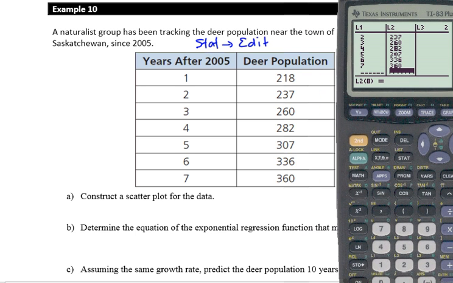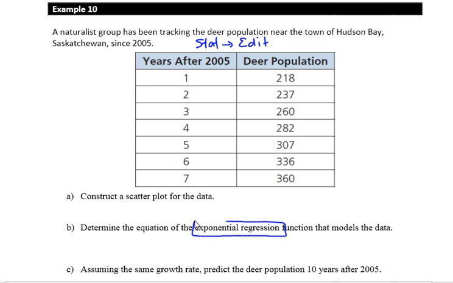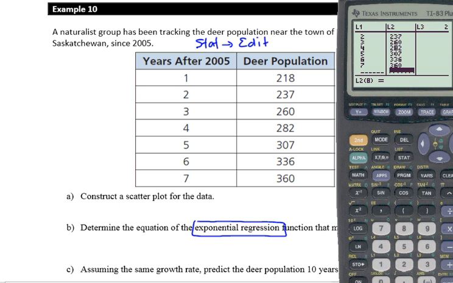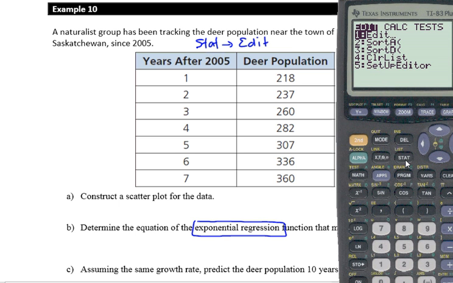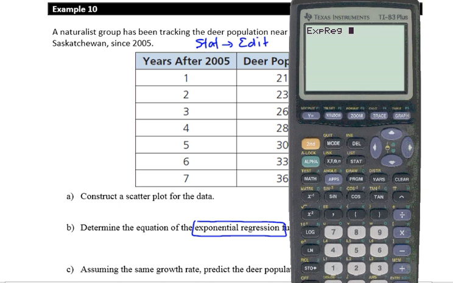Read on. An exponential regression. So we're going to have to do an exponential regression. So what do we push again? It's number 0, yes, stat. And then calc. And you can scroll through, but it is 0. Don't push enter right away. What do we push next?